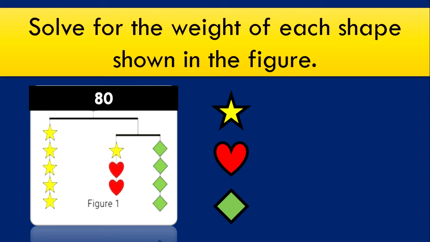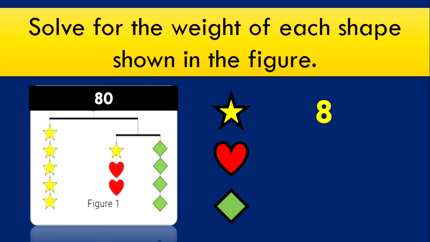Okay, now as shown in the figure, the distribution of the shapes is balanced. If it is balanced, we need to divide 80 by 2, so we can determine that each side has equal weight, so that would be 40. On the left side, if it weighs 40, there are 5 stars, so we divide by 5. So 40 divided by 5, the weight of the star is 8.